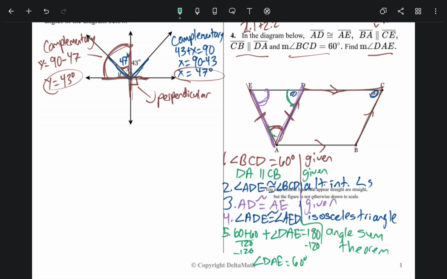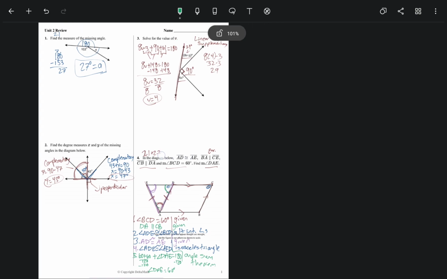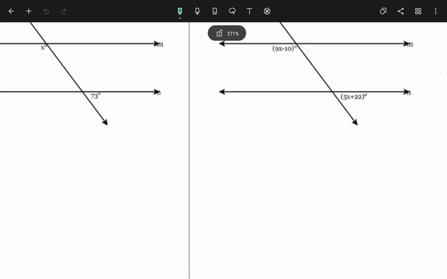Okay. So basically just showing your work for every step to make a proof, proving something. Okay. That was kind of a long one. Let's go ahead and move on to the next page.